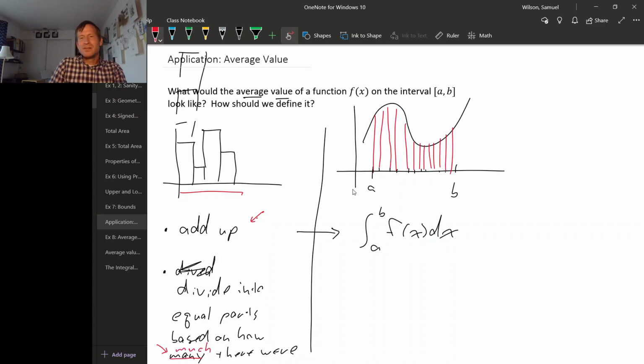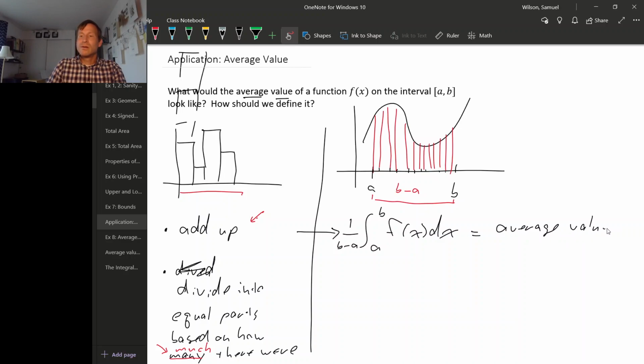When you're talking about continuous things, the right word instead of many is how much. So on the x-axis, how much stuff is there between a and b, just on the x-axis itself? Well, how do you measure distances along the x-axis for an interval? You just subtract the endpoints. So the amount of stuff here along the x-axis is b minus a. So what we should do is take our sum and divide it by how much stuff we started with, which was b minus a.